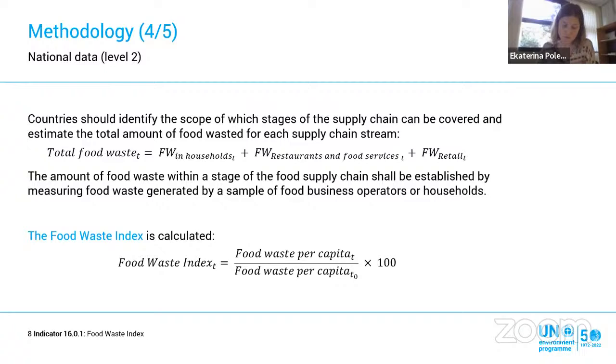The amount of food waste within a stage of the food supply chain shall be established by measuring food waste generated by a sample of food businesses, operators, or households. The food waste index is calculated as a ratio of the amount of food waste per capita in the analyzed year to the amount of food waste per capita in the base year, multiplied by 100.